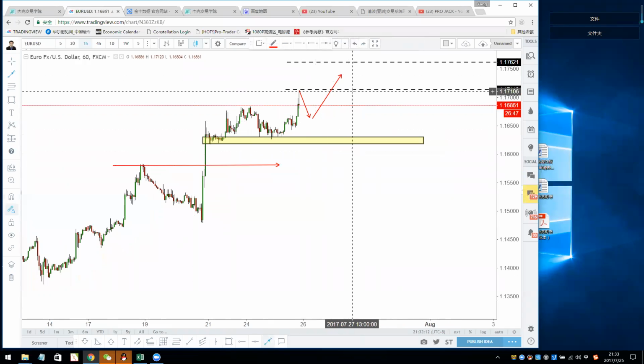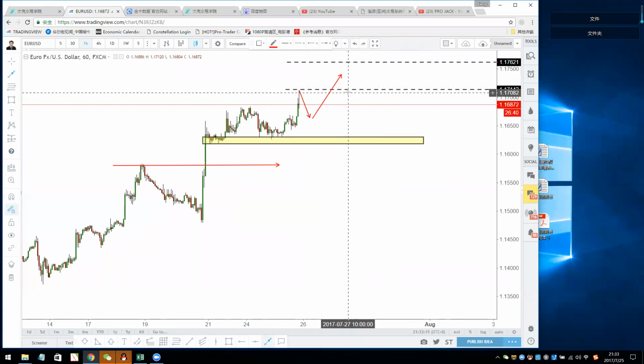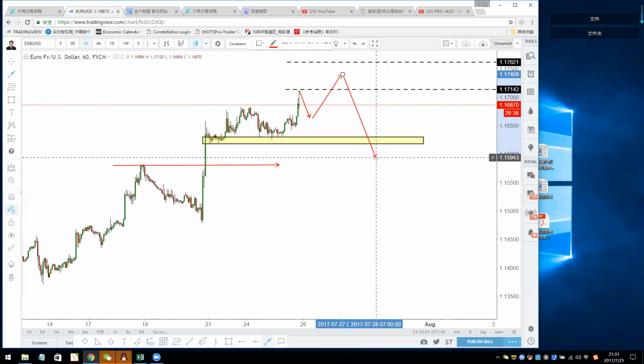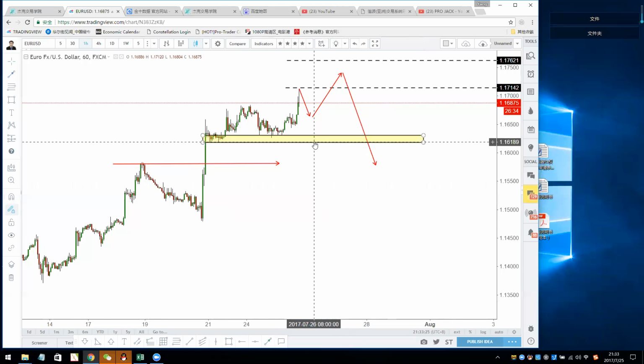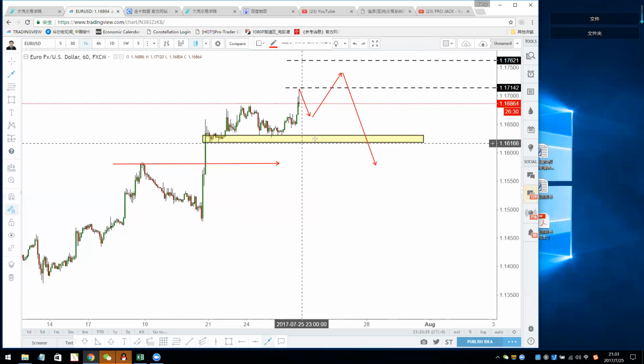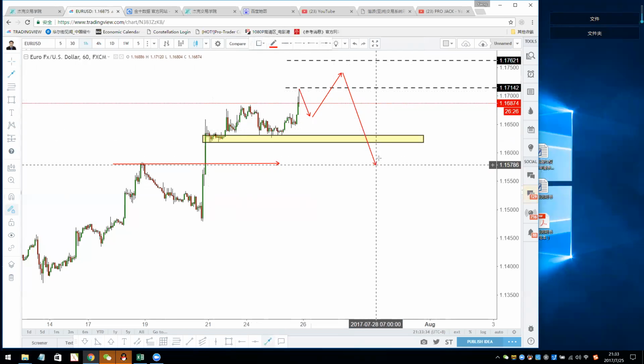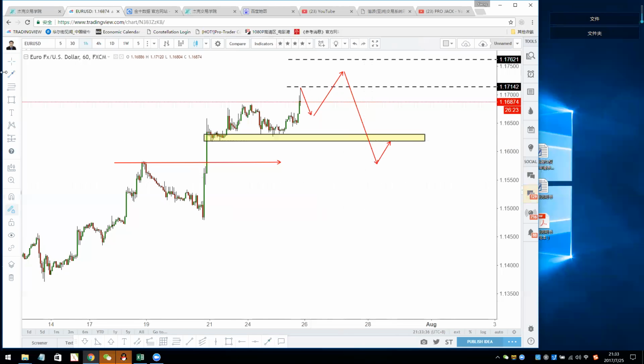You can watch for a short opportunity. Shorting means you want to sell. You want to sell the euro versus dollar. You must wait patiently for the price to break down 1.1620. When the breakdown happens, it tells you all the people who bought above 1.1620 are trapped. So find a pullback to short.